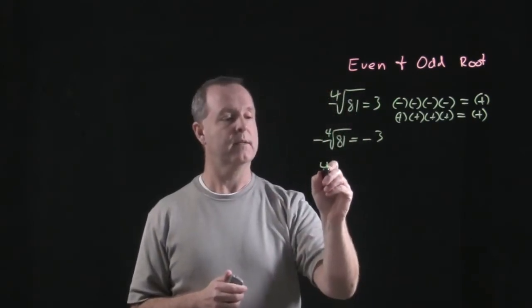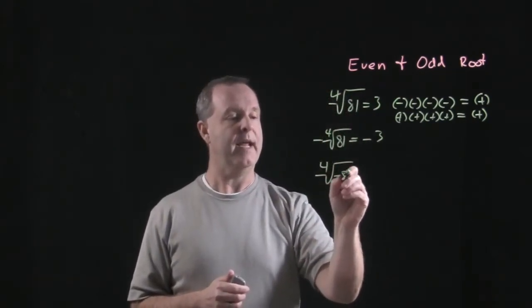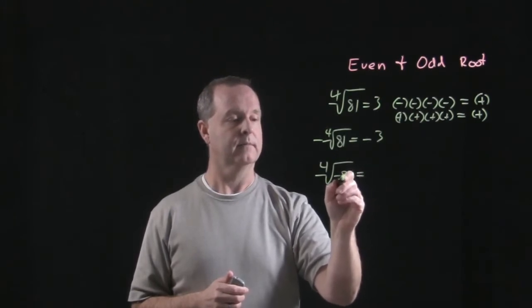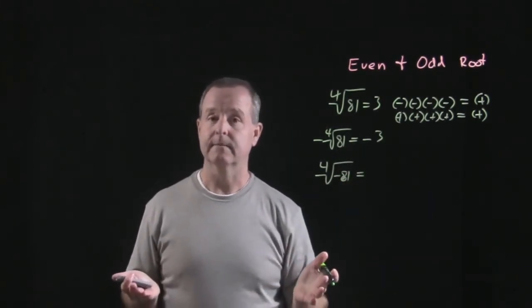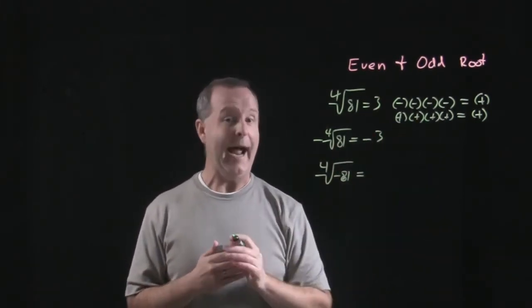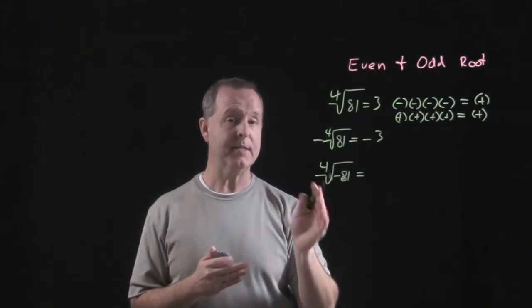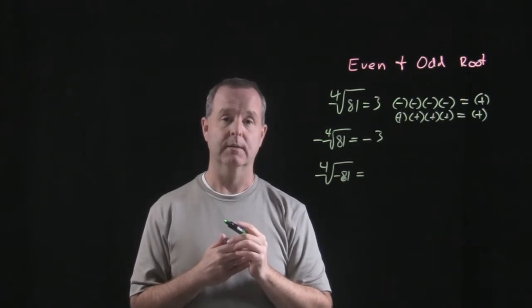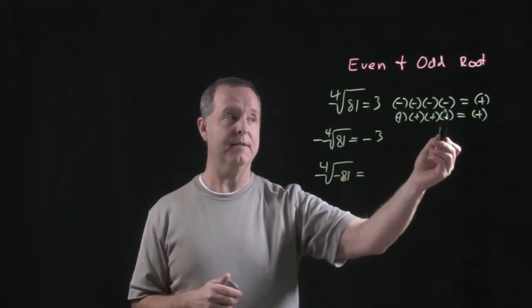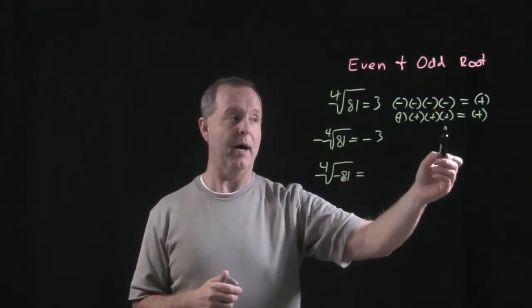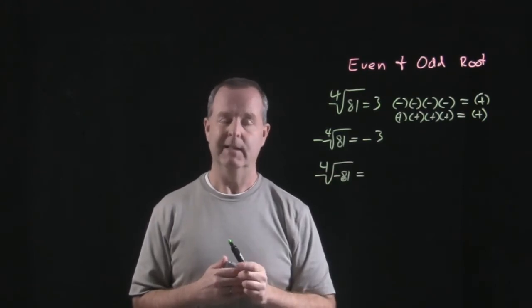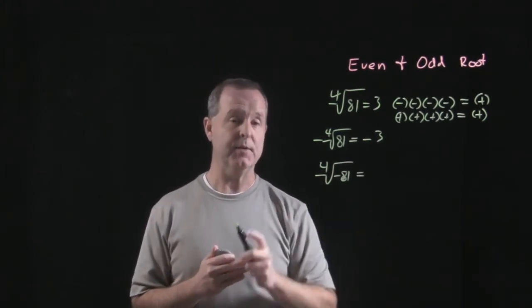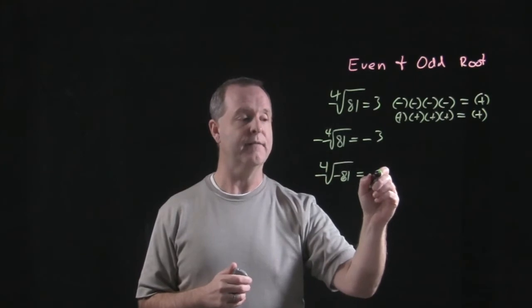The fourth root of negative 81. What do you think? Well, I kind of described here. I can't think of a number times itself 4 times that will produce a negative result. We showed you earlier that 4 negatives produce a positive. 4 positives produce a positive. I can't get anything that produces a negative. So this one is undefined.